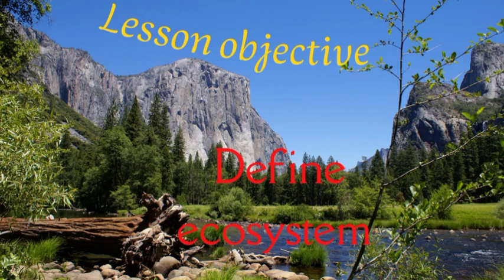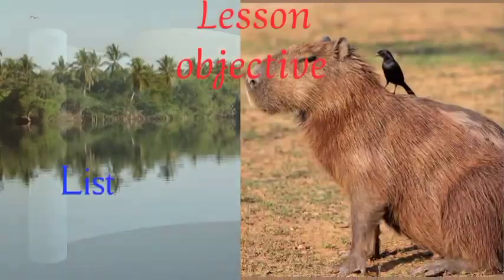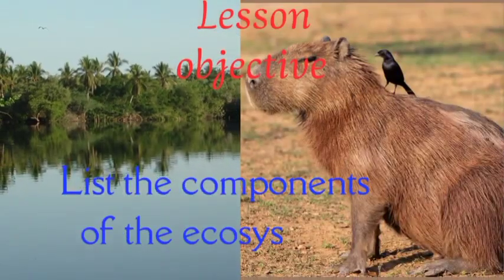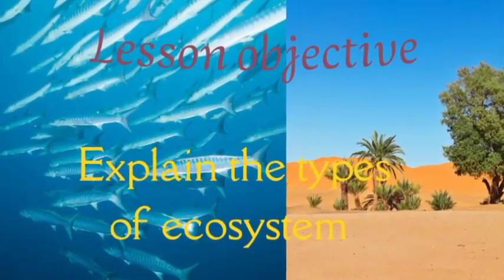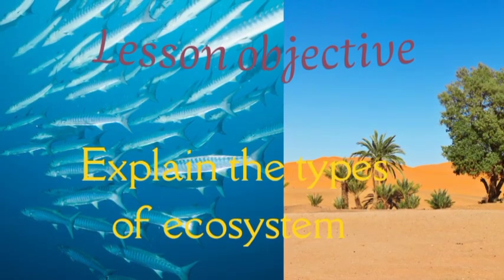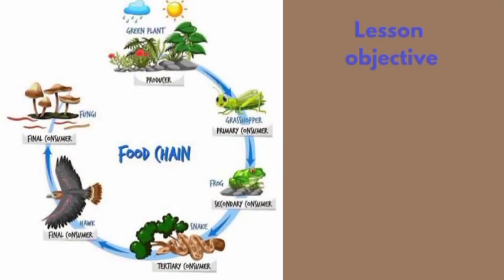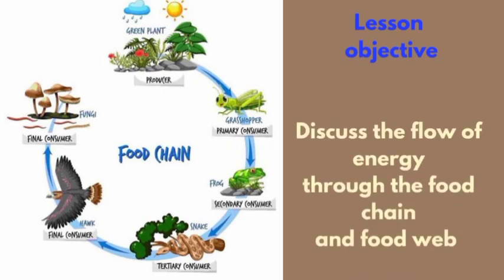One, we should be able to define ecosystem. Also, we'll be looking at the components of the ecosystem, what makes up the ecosystem. Also, we'll be looking at the types of ecosystem. What are the different types of ecosystem that we have? Also, we'll be looking at the flow of energy through the food web and the food chain.